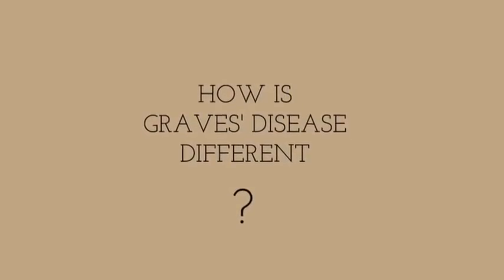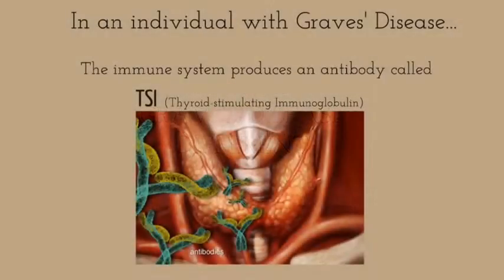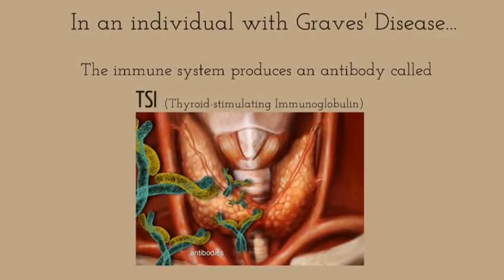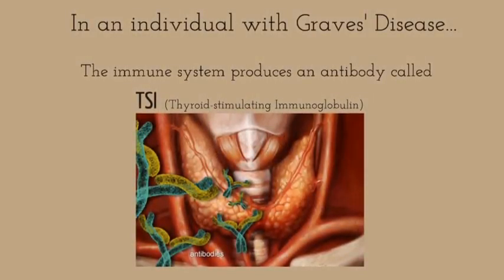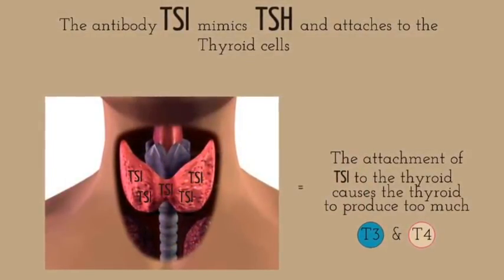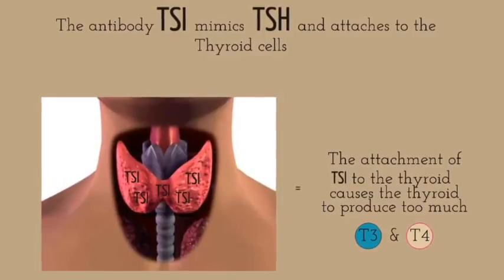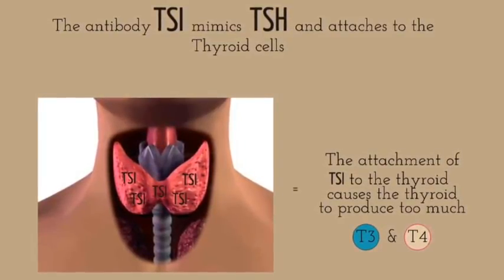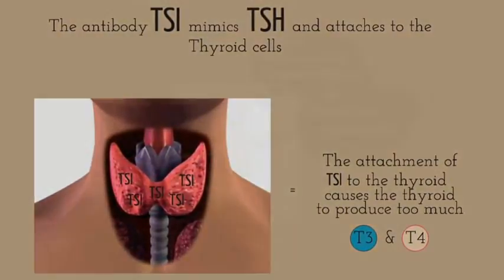How is Graves' disease different? In an individual with Graves' disease, the immune system produces an antibody called TSI. The antibody, TSI, mimics TSH and attaches to the thyroid cells. This attachment causes the thyroid to produce too much hormone.